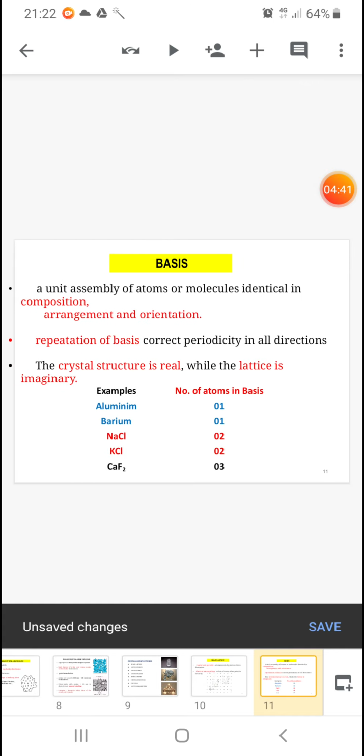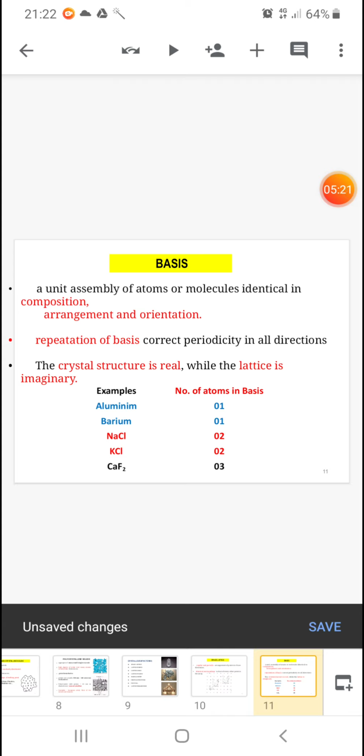Now the second important point is basis. Basis is a unit assembly of atoms or molecules identical in composition, arrangement and orientation. Or basis is again defined as the repetition of basis periodically in all directions. The crystal structure is real while the lattice is imaginary. This is the important point. Again, all of you listen to it. The crystal structure is real while the lattice is imaginary.